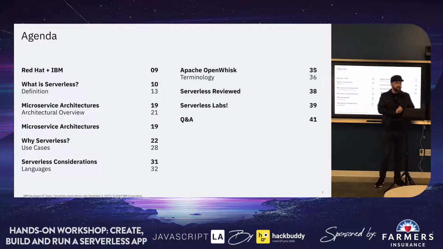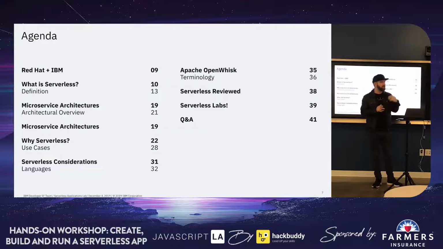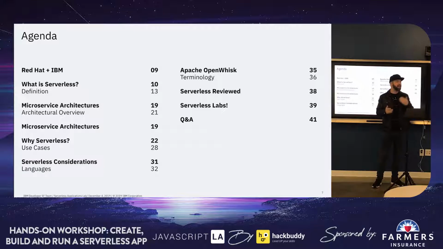Here's our agenda. It looks daunting. It was daunting to put together these slides, but it actually goes pretty fast. And if there's something that you're particularly interested in, we can dive into that a little bit more. We're going to cover what is serverless. We're going to go over microservices as an architecture and how that maps to serverless. We're going to talk about why you might use serverless, some use cases, considerations, and different languages that you might use. We're going to talk about Apache OpenWhisk, which is what we're going to be implementing in the labs, and some of the terminology there. Finally, we're going to do a review and then jump into the lab.